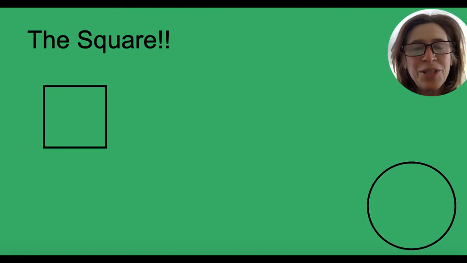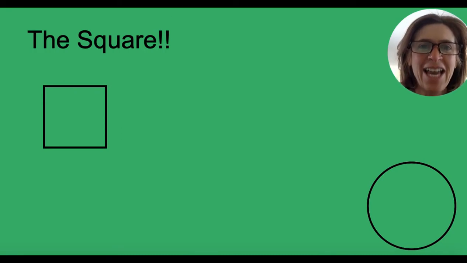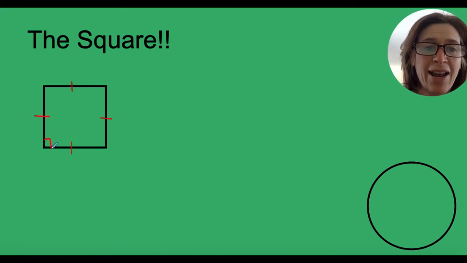Hi everyone, so today we're going to be talking about special right triangles, but to do that, I thought we'd just look at this really special figure we've been talking about, the square. So the square. What do we know about a square? Well, we know that it has 4 equal sides. We know that it has 4 right angles.